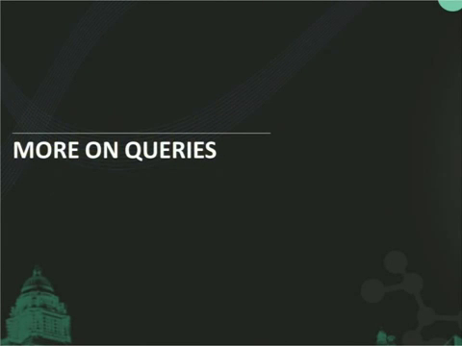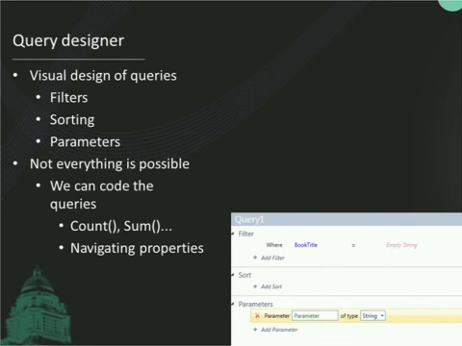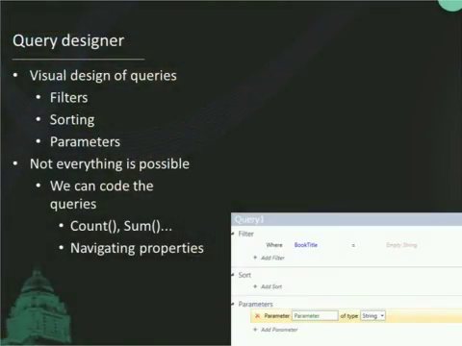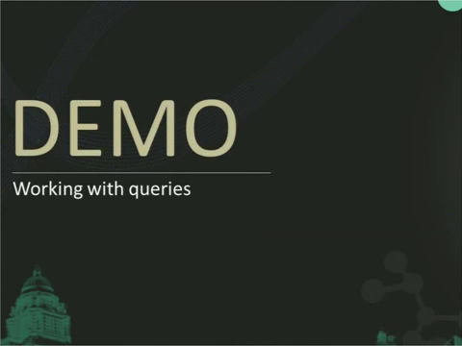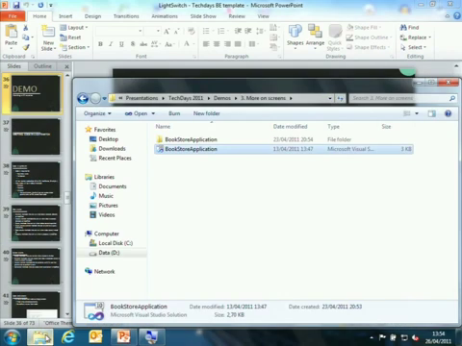Let's take a look at queries. We also already saw queries working, how we could change queries a bit by showing how we could sort, for example. Now, there is a query designer allowing me to add filters, add sorting, but when we want to do more advanced stuff like sum or count, the query designer cannot manage those. If we want to do something like that, we'll have to write some code for that. Let me show you how we can work with queries.